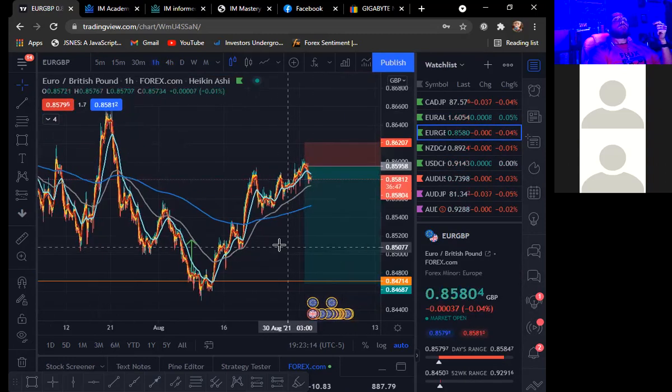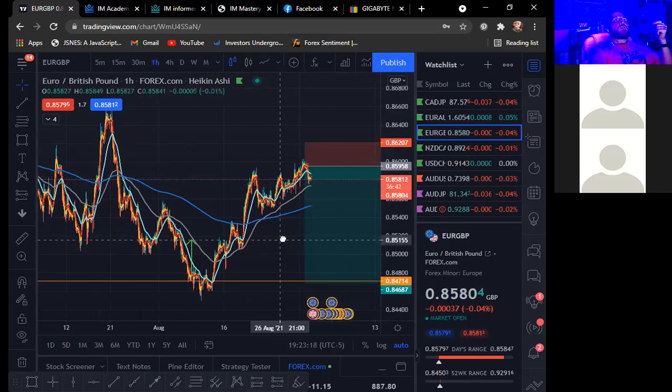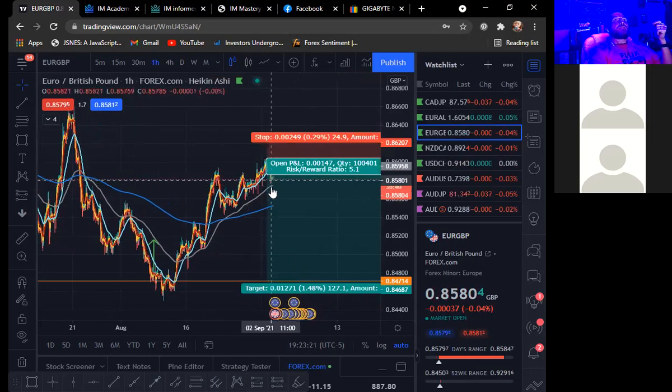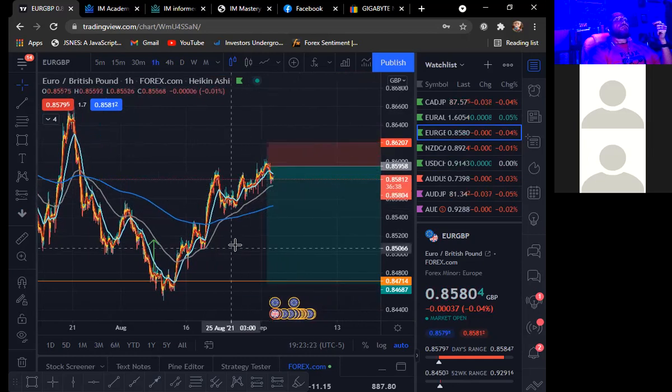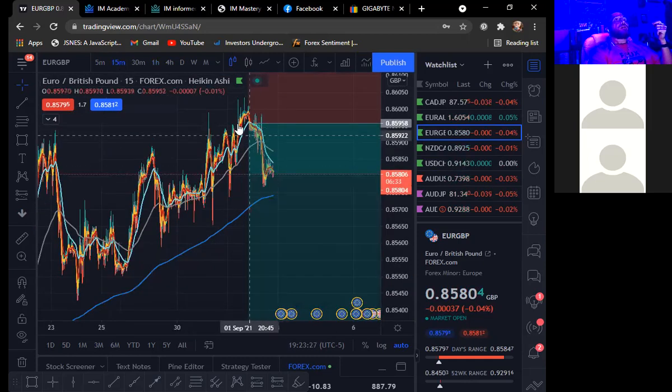All right. So you see this broke through the 50. It could be headed towards the 200. Not hugely powerful. Let's drop down to the 15.